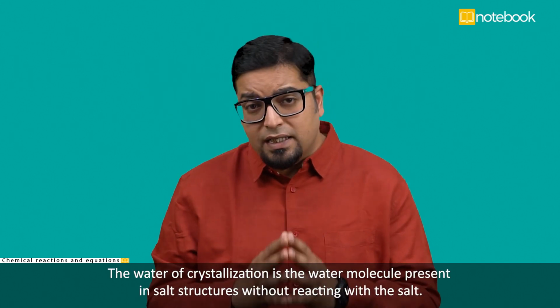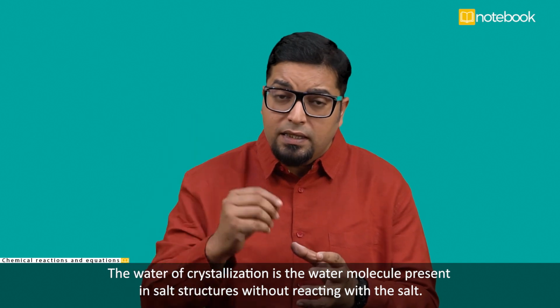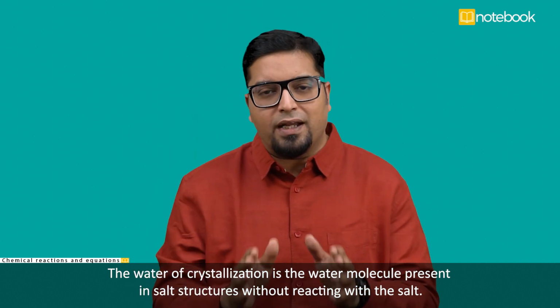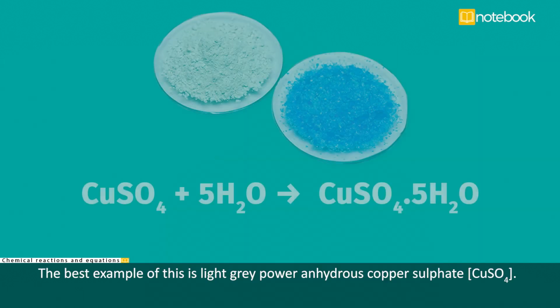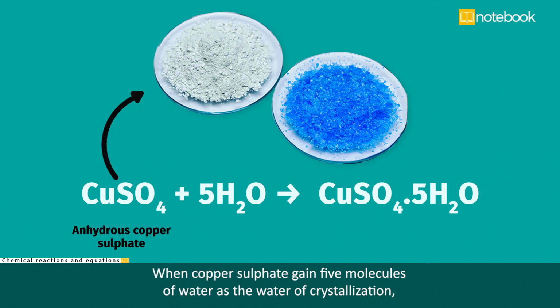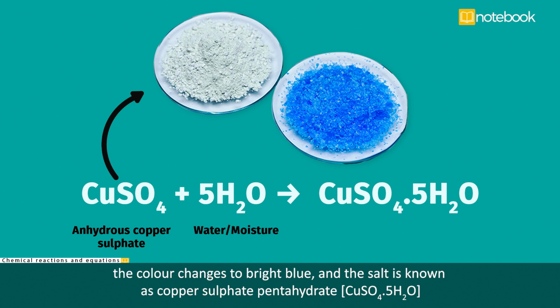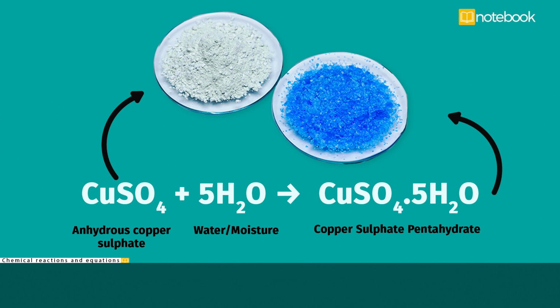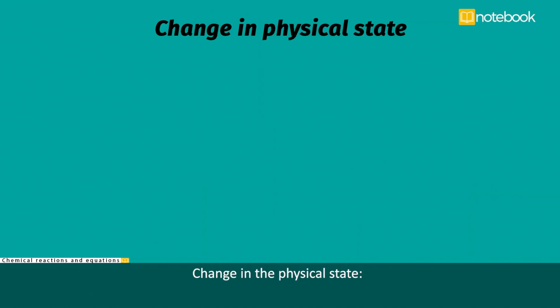The water of crystallization is the water molecule present in the salt structures without reacting with the salt. The best example of this is light grey powder anhydrous copper sulfate, CuSO4. When copper sulfate gains 5 molecules of water as the water of crystallization, the color changes to bright blue, and the salt is known as copper sulfate pentahydrate, CuSO4.5H2O.